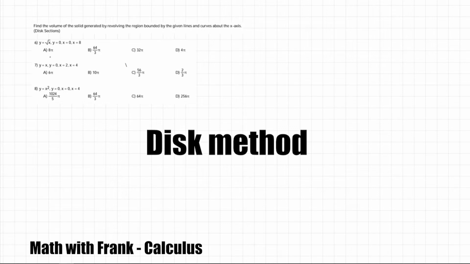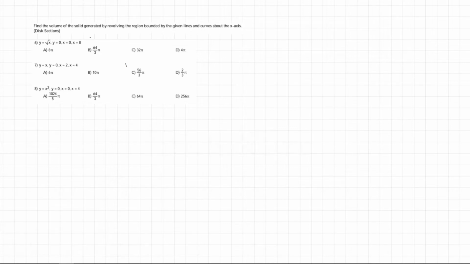So the following problem says, find the volume of the solid generated by revolving the region bounded by the given lines and curves about the x-axis using these sections. So they are already telling us which method to use, which is the disk method. I'm gonna write over here what is the formula one more time.